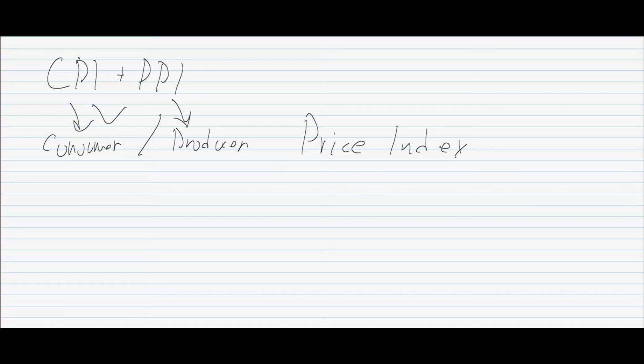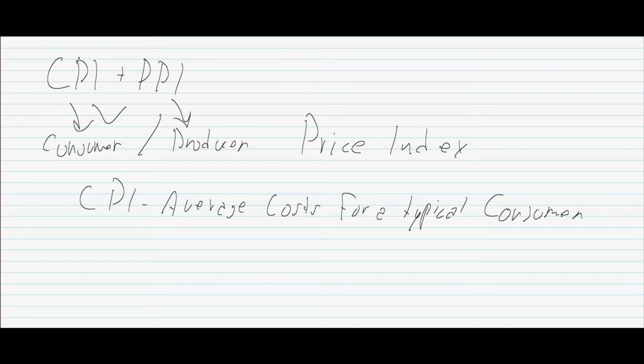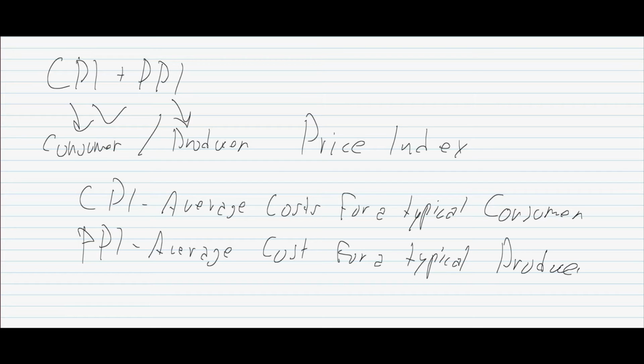Alright, so CPI measures the average cost for a typical consumer. And PPI measures the average cost for a typical producer. Alright? So, here's the next part.